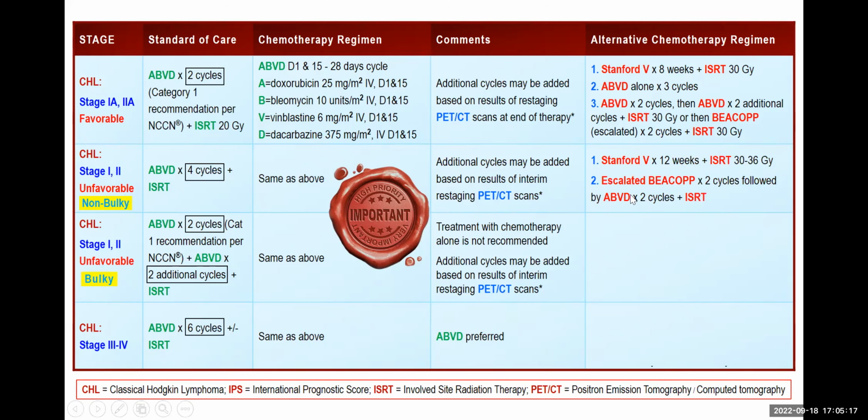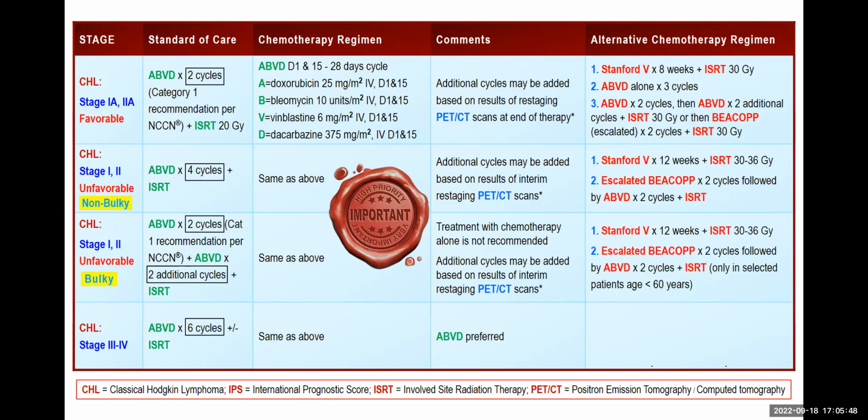Again, alternative therapy is Stanford, from 8 weeks over here, it has gone to 12 weeks over here. And similarly, from BCOP, we have gone to escalated BCOP, 2 cycles followed by ABVD. So you see the dose is becoming more dense, and the doses are sort of increasing. You'll understand that when I show you the next slide. Again, 12 weeks for Stanford 5 and escalated BCOP, 2 cycles followed by ABVD, more or less the same thing.